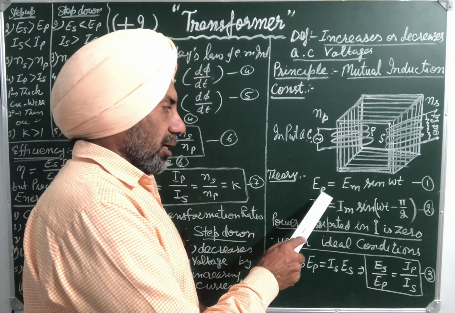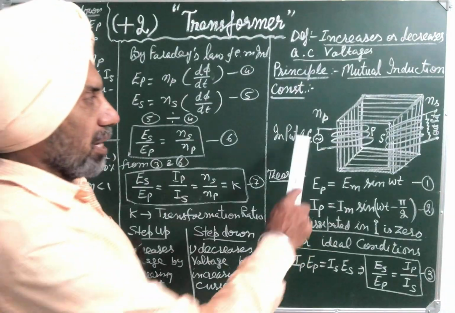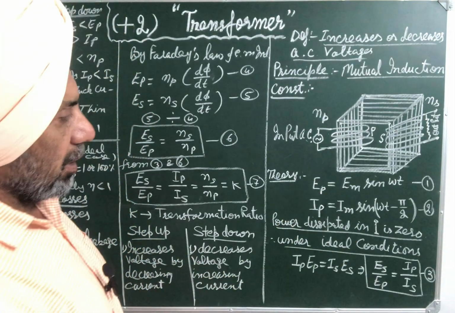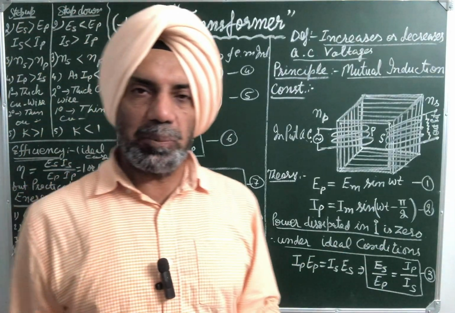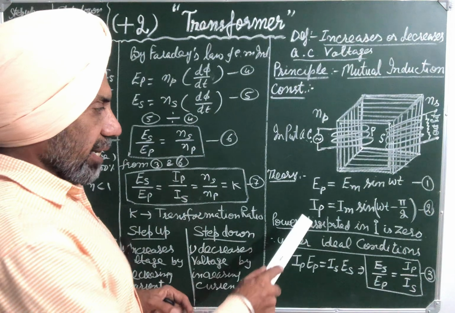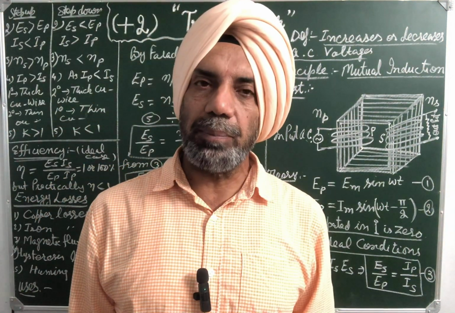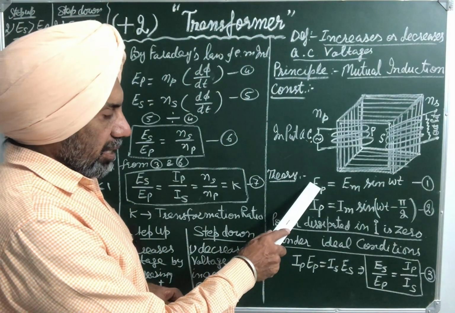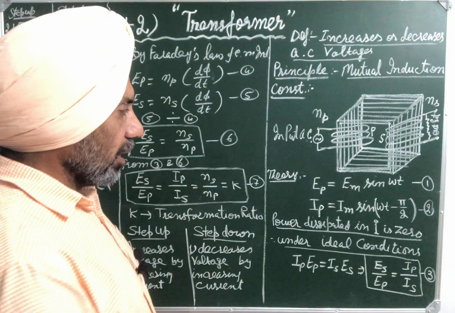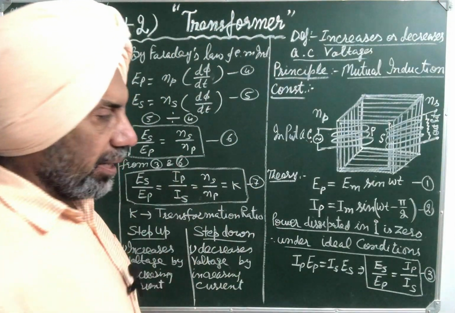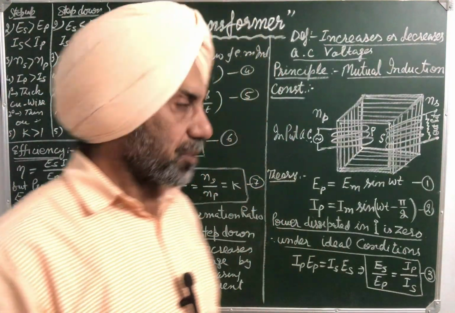Now, the alternating EMF across the primary is given by E = E_m sin omega t when it passes through a pure inductor, and I_P = I_m sin(omega t - pi/2), because when AC is passed through a pure inductor, the alternating current lags behind the alternating EMF by pi/2, or you can say the alternating EMF leads the alternating current by pi/2. So the power dissipated in the primary coil is 0 under ideal conditions.